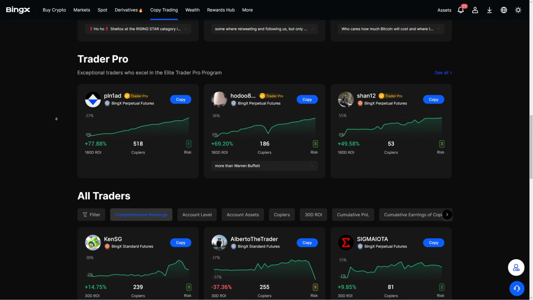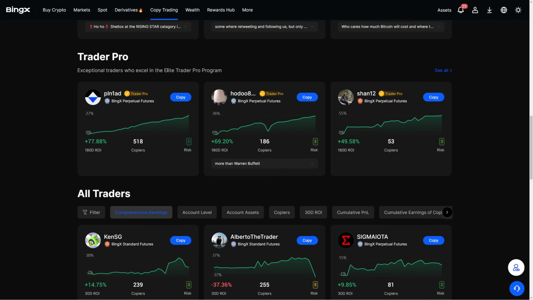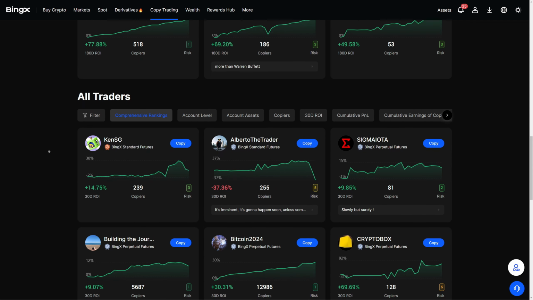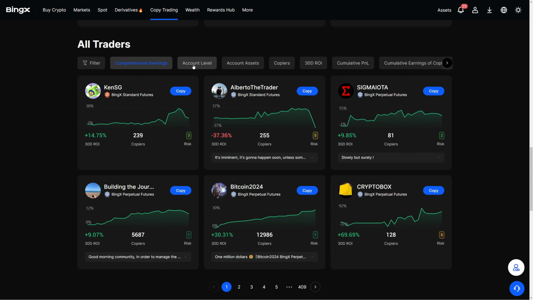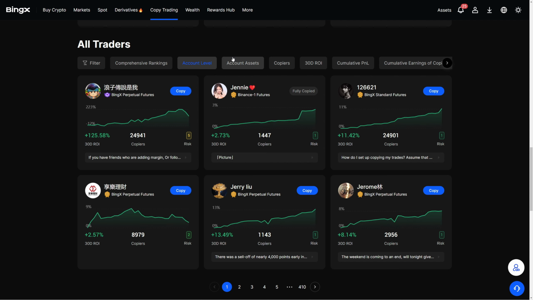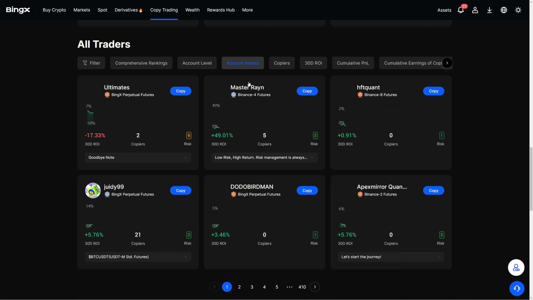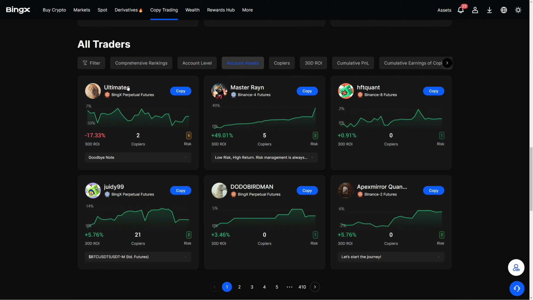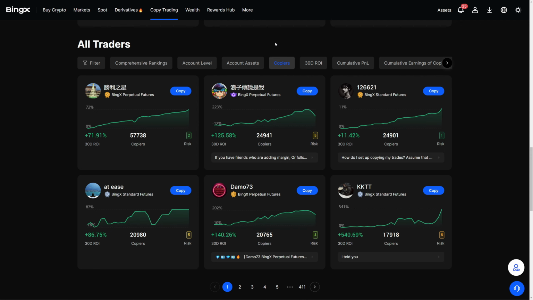Then we have trader pros, which are in a specific elite trader pro program on BingX. Then we also have all traders at the very bottom, and here we can scan for specific things. For example, comprehensive rating, which is an overall rating. Then account level, which refers to the VIP level. Then we can see the account assets, which means these traders have the highest amount of assets in their own account. Then we can see the traders sorted by copiers, which means they have the most people following them.